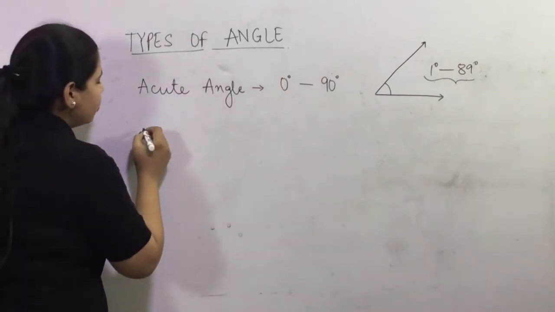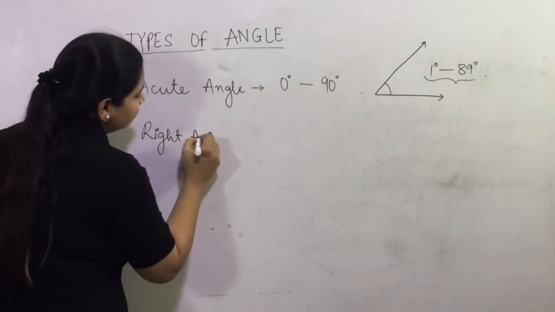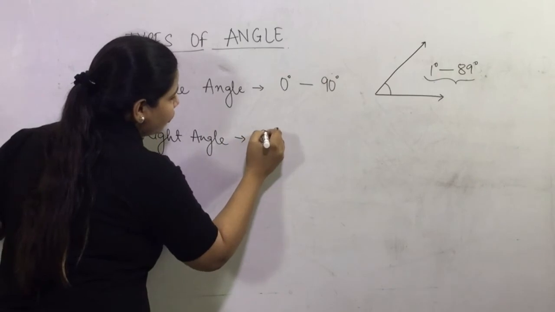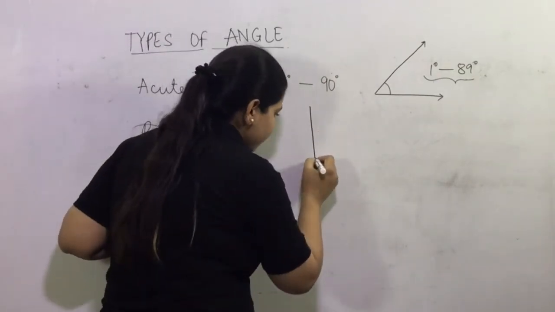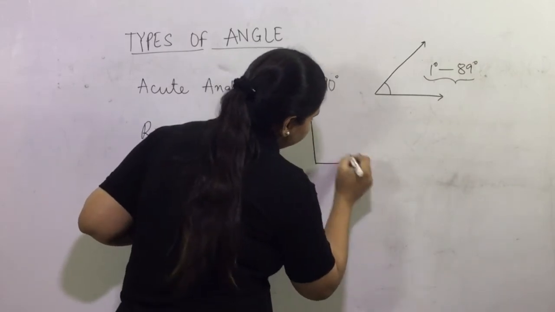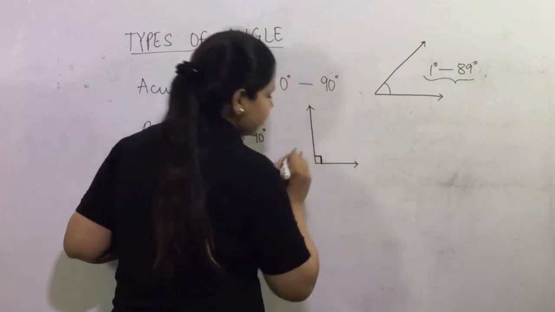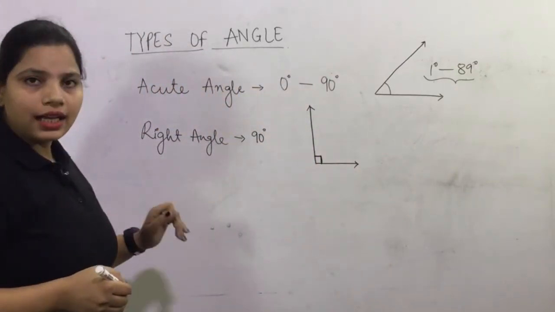Now, after acute angle, it's the right angle. A right angle has a measure of 90 degree, and we draw it like this L and represent it like this. This is 90 degree, or a right angle.